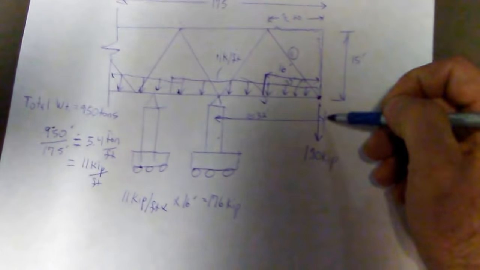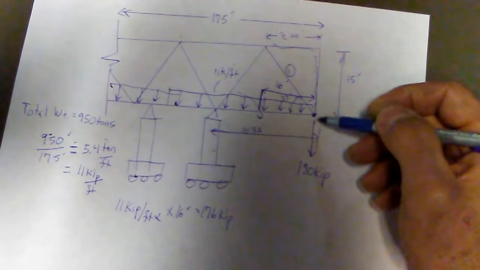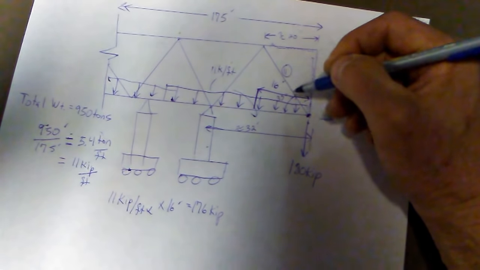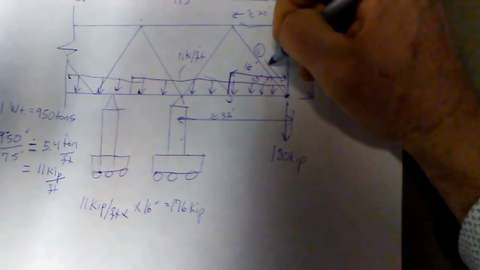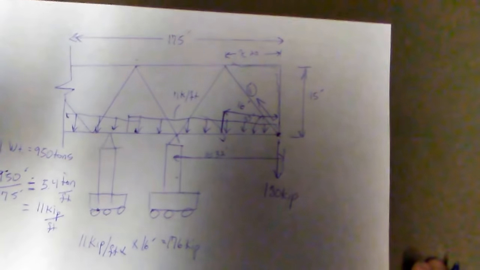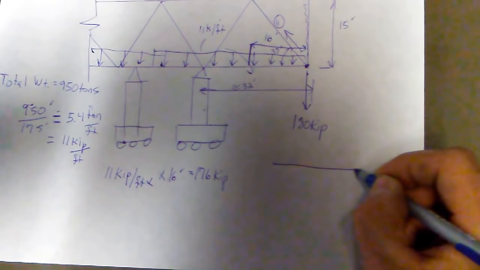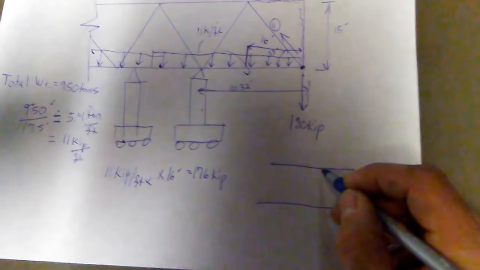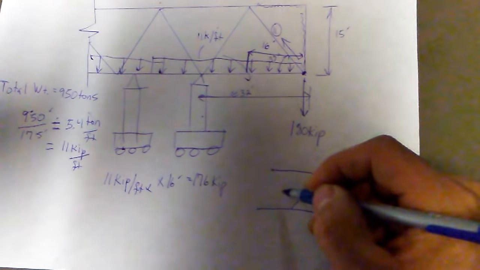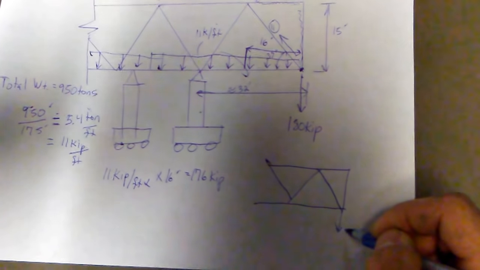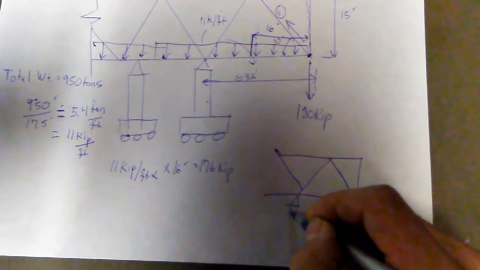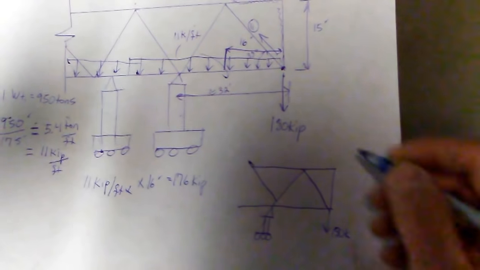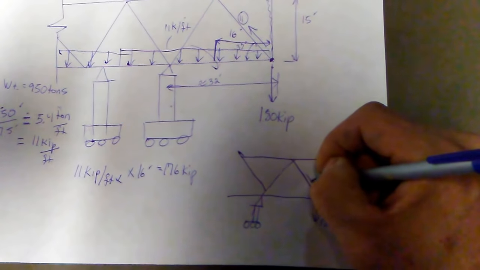So 180 kips of downward force here creates a tension force in member number 11. It creates an axial tension force in number 11. Axial tension force is going to be represented like that. All right. So that sketch is getting busy, so let me redraw that very quickly here. So we have 180 kips down here. We have our support here. And we have our member number 11 in tension here.